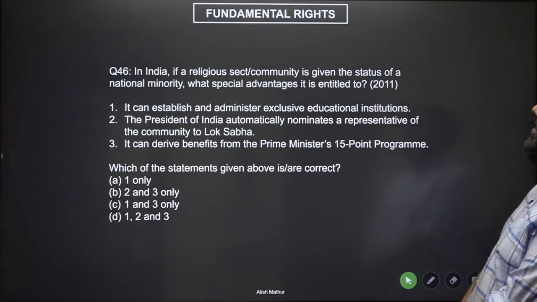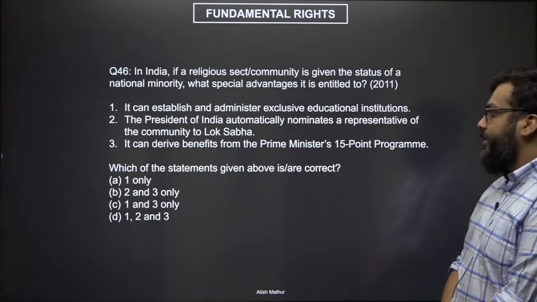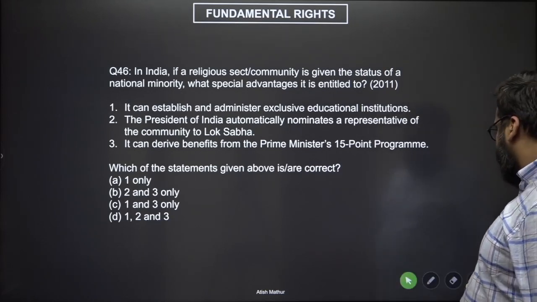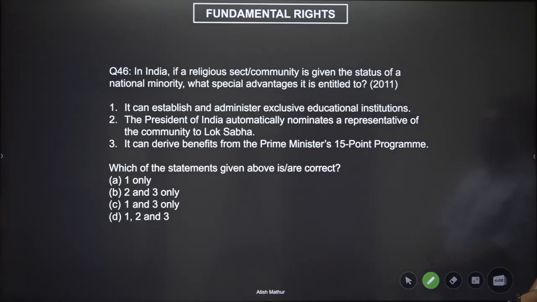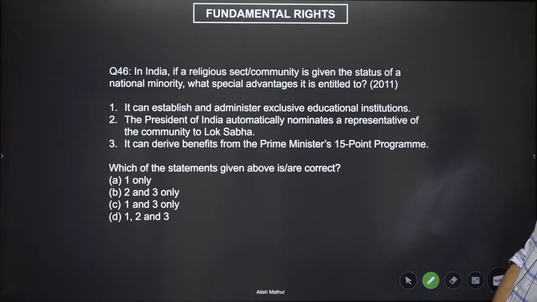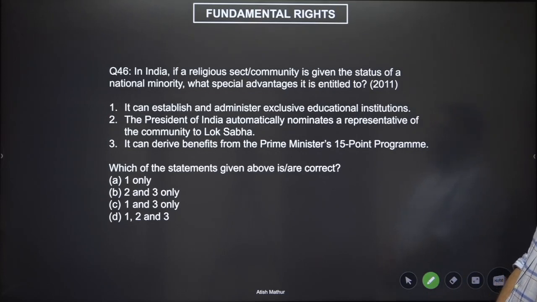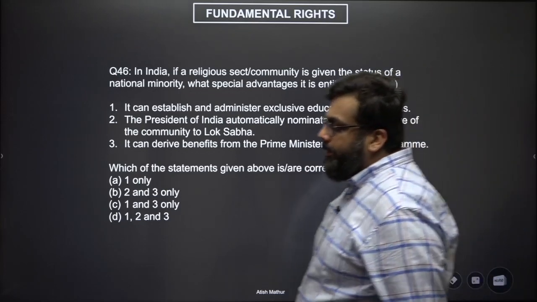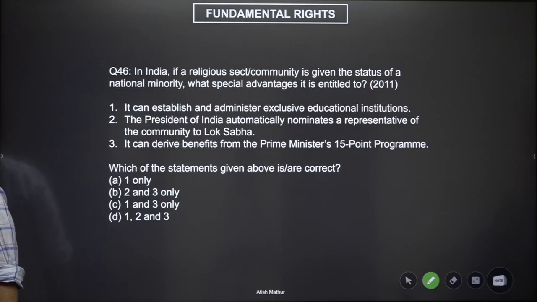Now in India, if a religious sect or a community is given the status of a national minority, what special advantages is it entitled to? Tough question, unlikely to be asked. It can establish and administer exclusive educational institutions. The President of India automatically nominates a representative of the community to the Lok Sabha. It can derive benefits from the Prime Minister's 15-point program. This 15-point program doesn't exist anymore. It has been transformed into something else, which is why it seems like an outdated question.